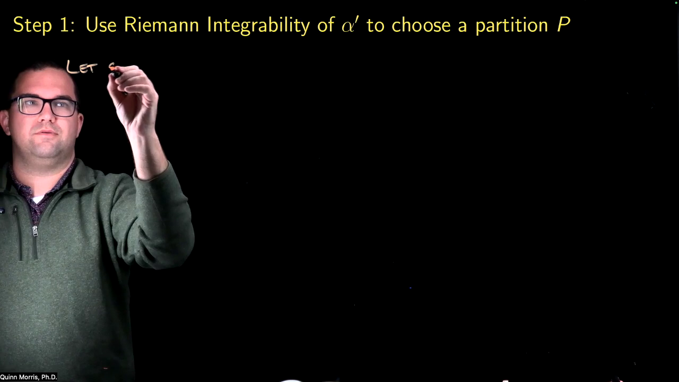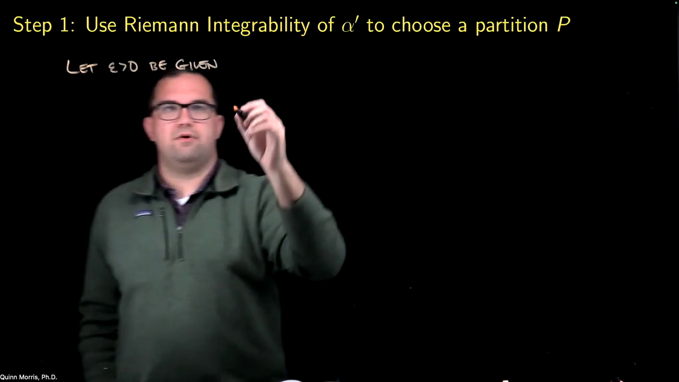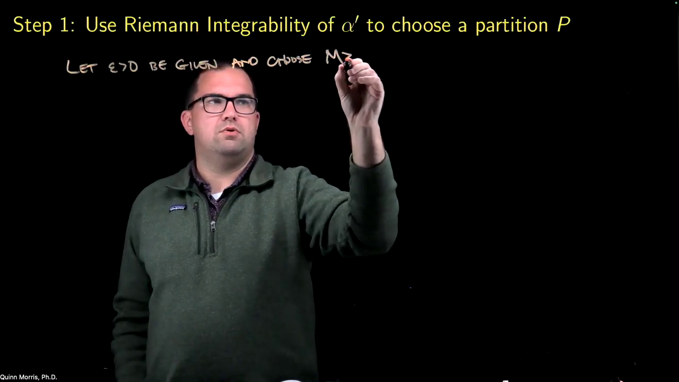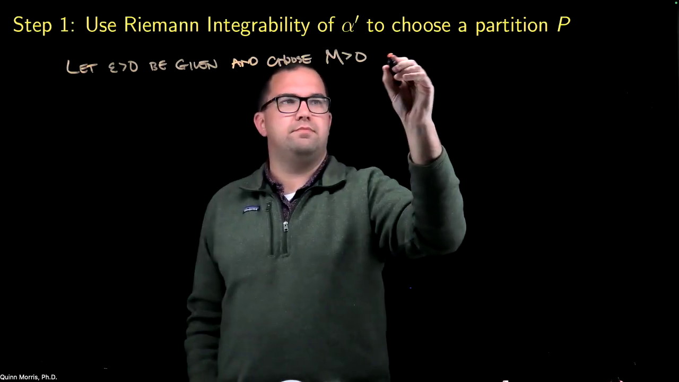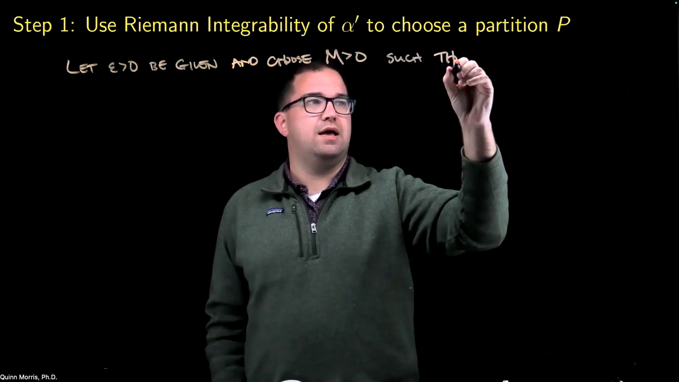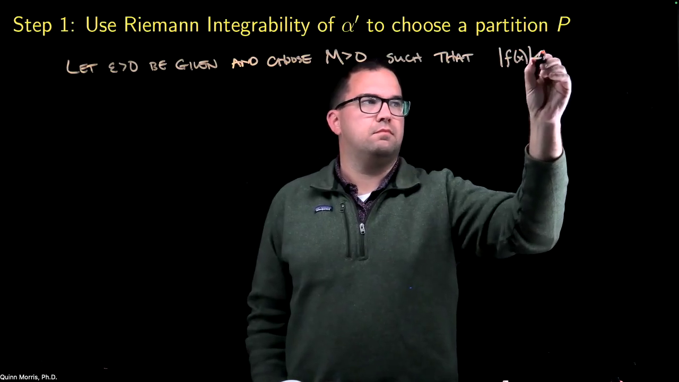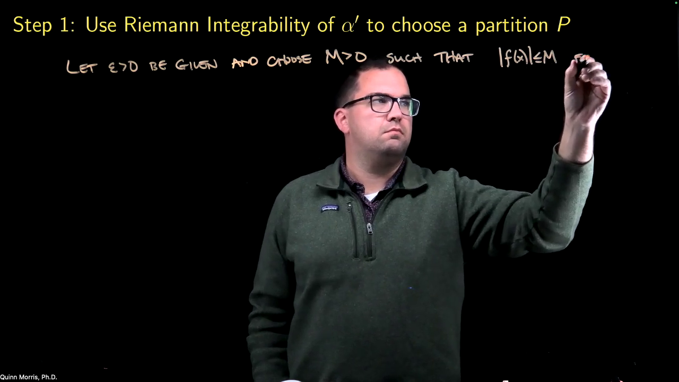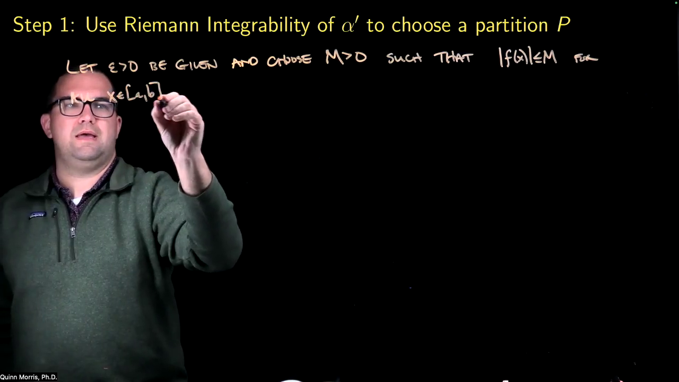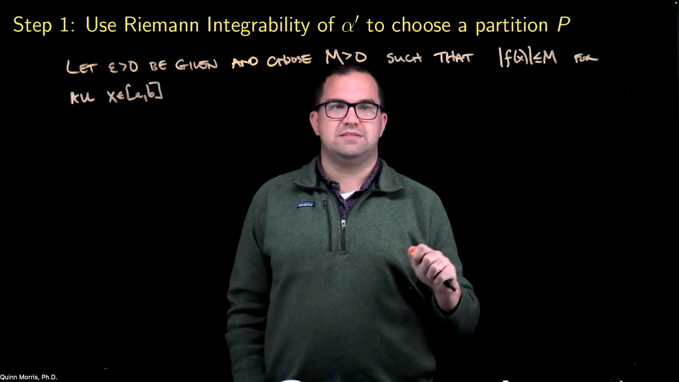I'm going to take an epsilon greater than 0. And for reasons that will become apparent later, I'm going to choose a capital M, which is just going to be some positive real number, which is going to be a bound for my function f, such that, so I'm just choosing capital M to be some real number that's greater than or equal to the absolute value of f of x for all x in the interval [a, b].